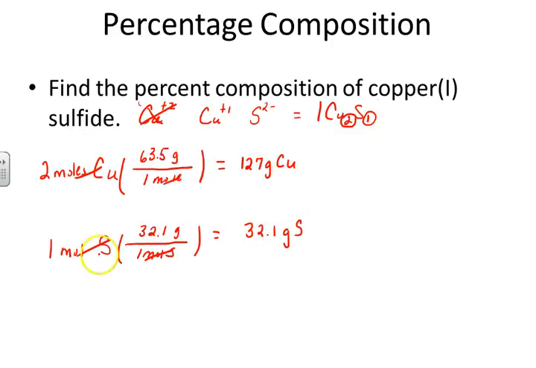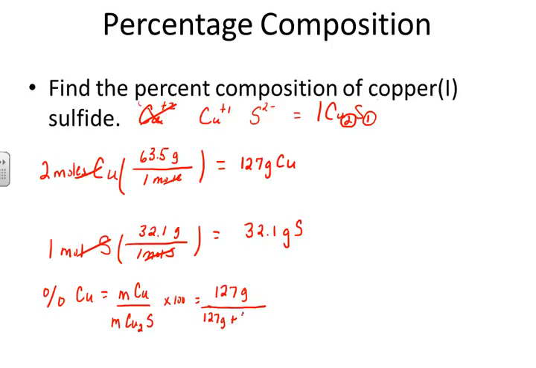Okay, so if we want to know the percentage of, let's go with copper first. Percentage copper is going to be equal to the mass of copper divided by the mass of Cu2S, part over whole, times 100. That's going to equal 127 grams divided by 127 grams plus 32.1 grams. That includes everything in the compound, times 100. And when we do the math, we come up with 79.8% copper.